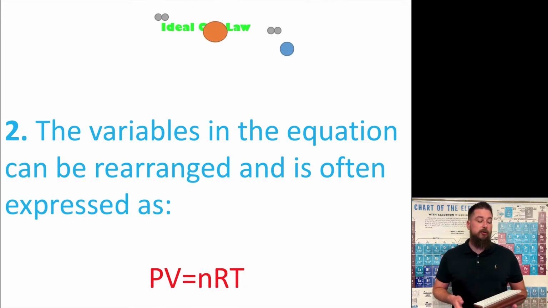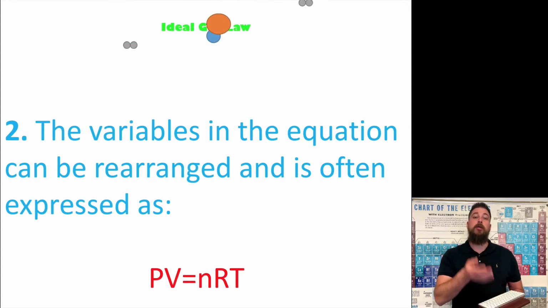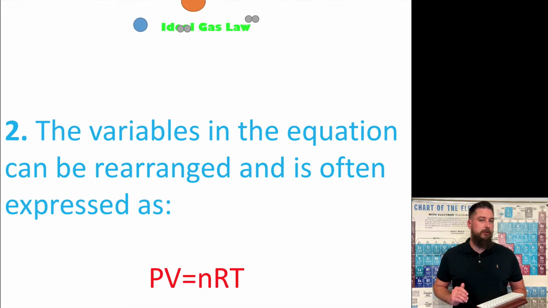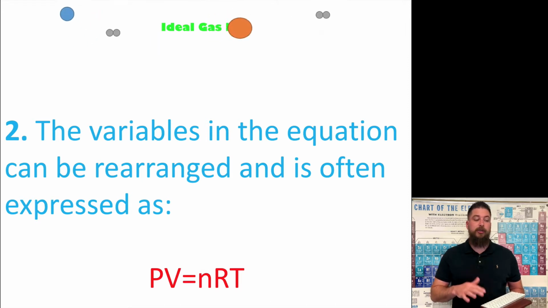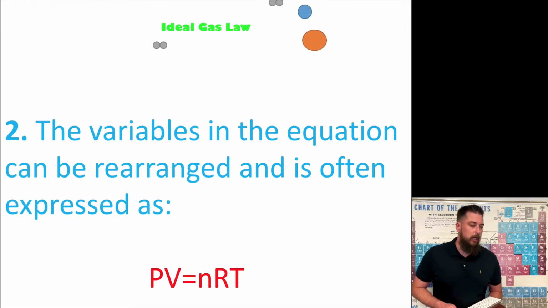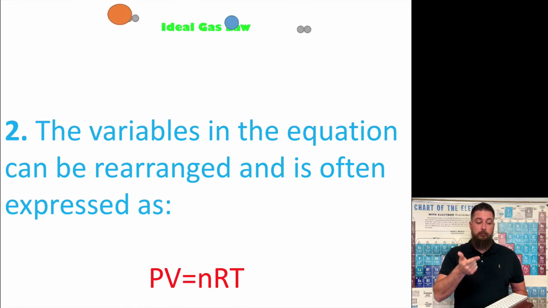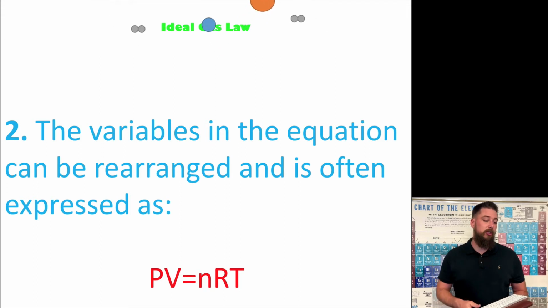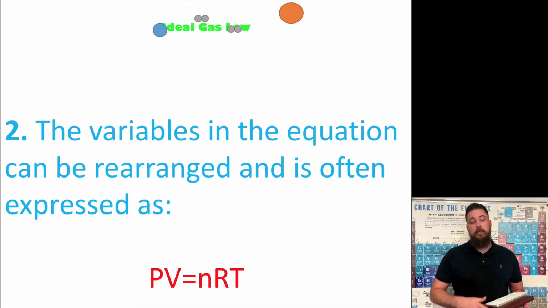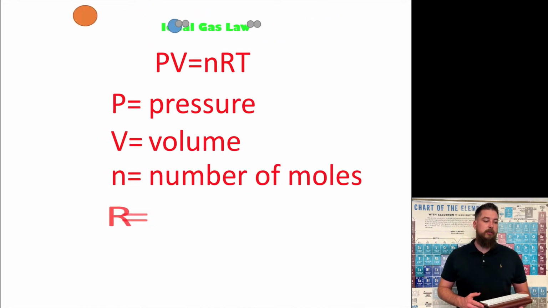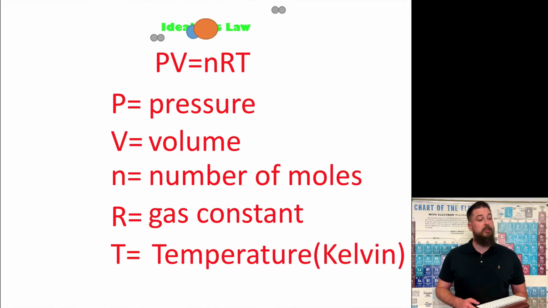This here is the equation that we use. So it's PV equals nRT. It's really simple. R is a constant. We always have R. If we have three of the four other variables, then we can solve for the fourth one. It's just plugging it in. So for example, if we had volume, moles, and temperature, we can solve for pressure there. Again, R is a constant. P is pressure, V is volume, n is moles, R is the gas constant, T is temperature.